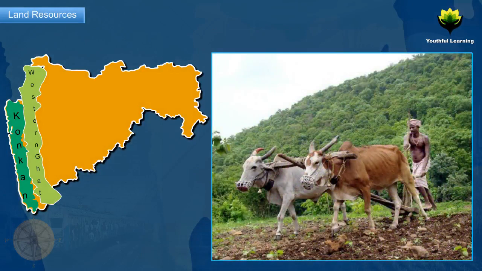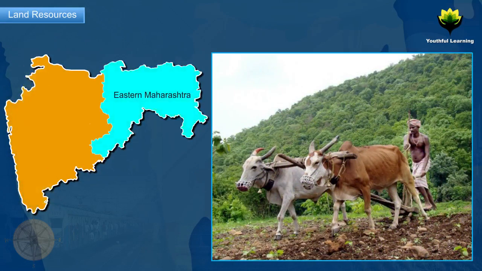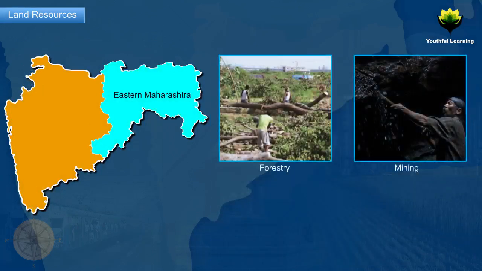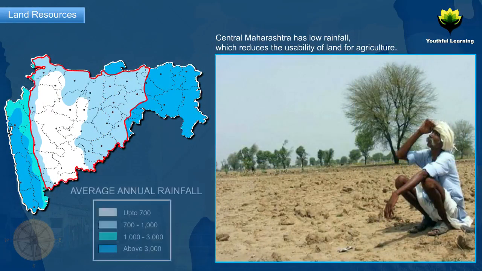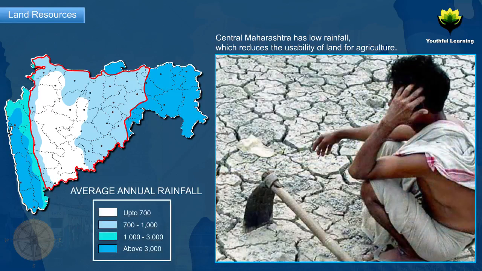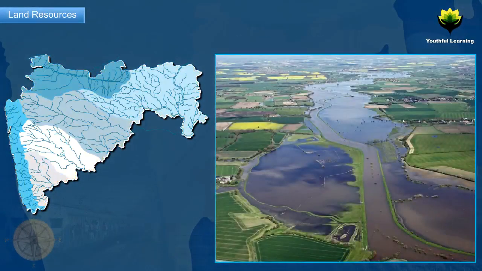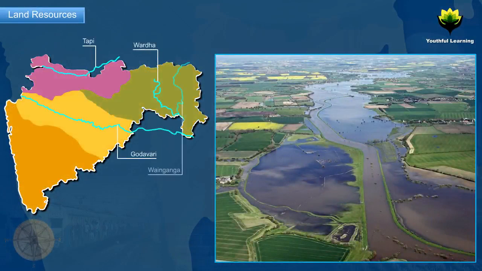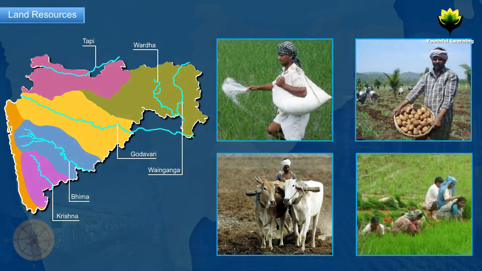On the other hand, the eastern parts of the state predominantly use land for forestry and mining activity. Central Maharashtra has low rainfall, which reduces the usability of land for agriculture. The floodplains of rivers like Tapi, Godavari, Wardha, Wainganga, Bhima and Krishna are used for agriculture due to the fertile soil deposited by the rivers.